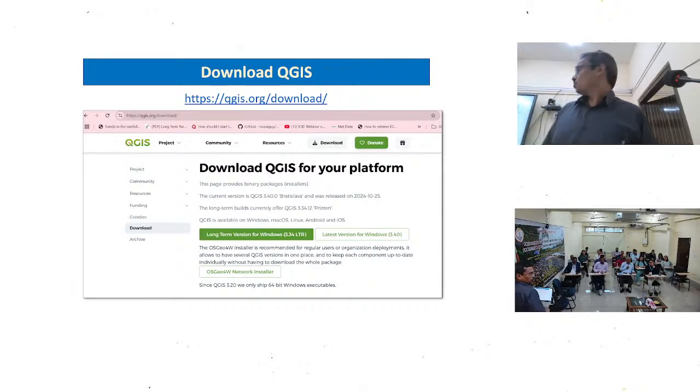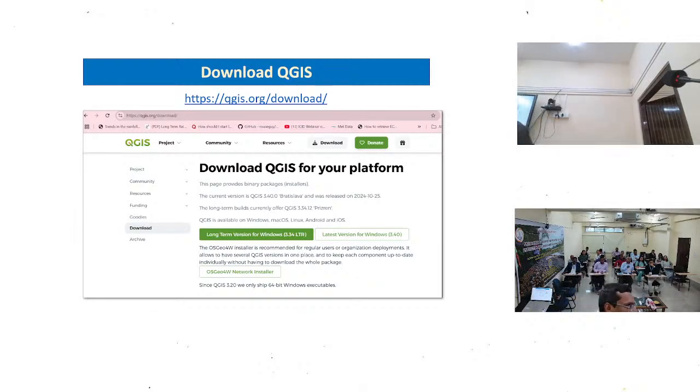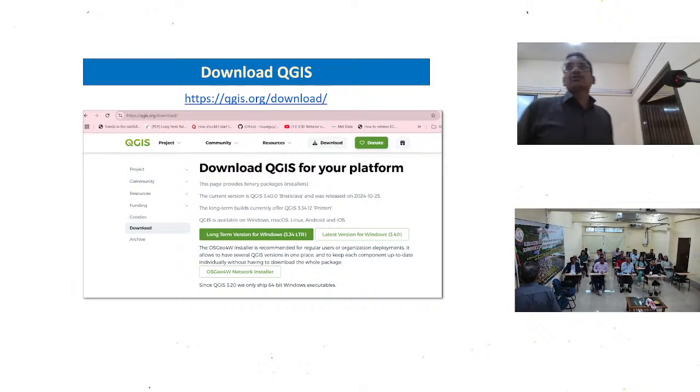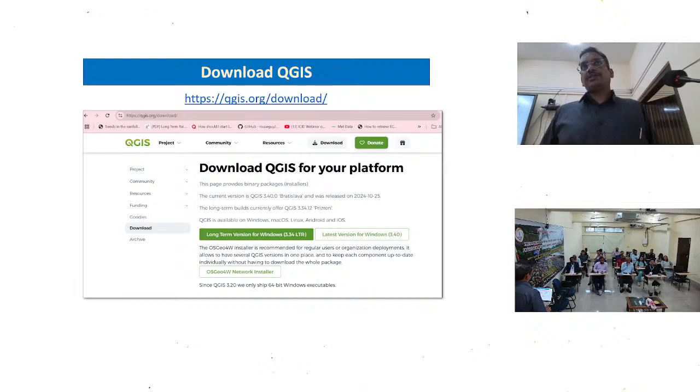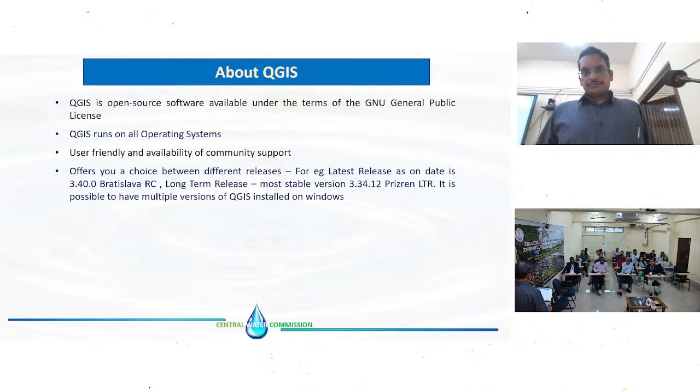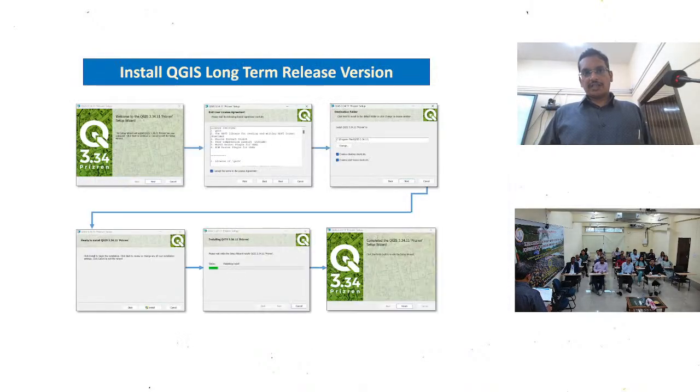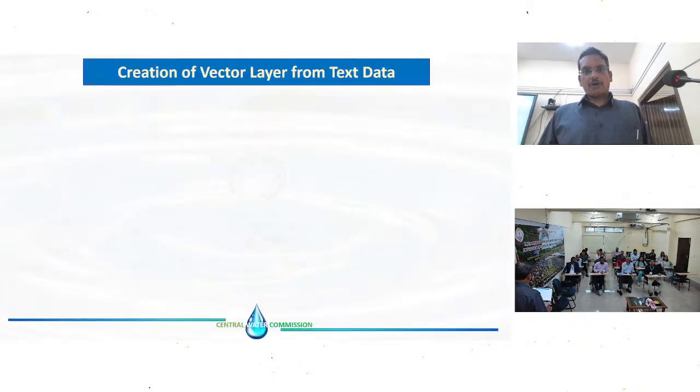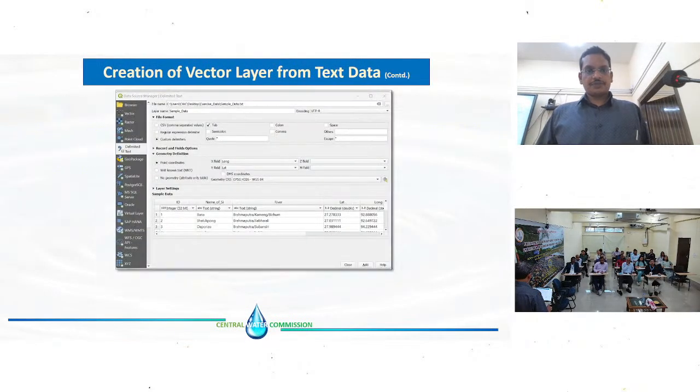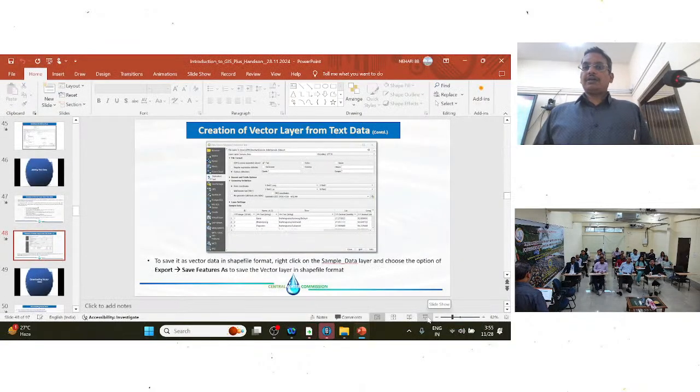You can go to the website qgis.org, where you will find the option for download. You can work on any operating system. Apart from Windows, it can also work on all other operating systems, including Mac OS. I will show this at the time of demonstration, while working with data.